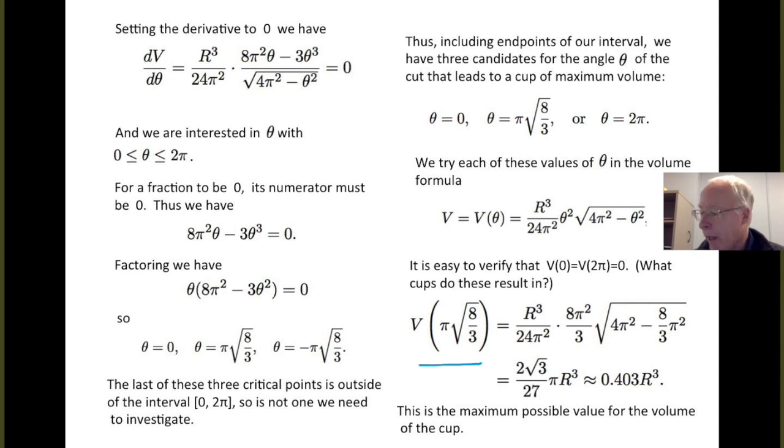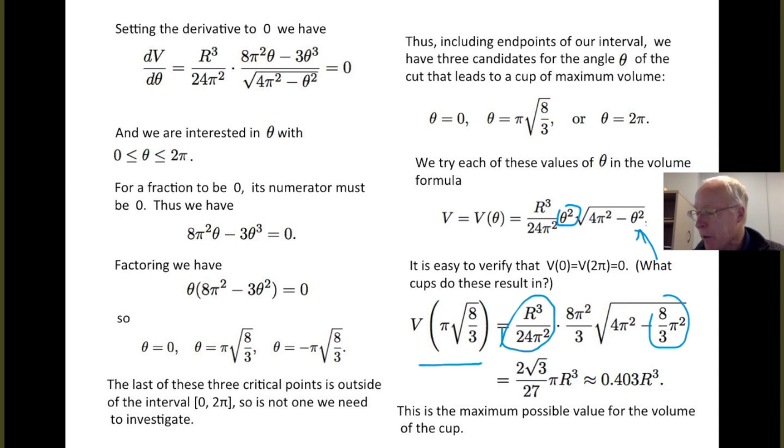So we have the multiplier r cubed over 24 pi squared. And then when we plug in this value, pi times the square root of 8/3, for theta squared, we get pi squared times 8/3. And then finally here is theta being put in for the theta squared under the radical. Again, we'll leave the algebra up to you, factoring pi squared under the radical, adding those fractions under the radical together and doing a lot of cancellation.